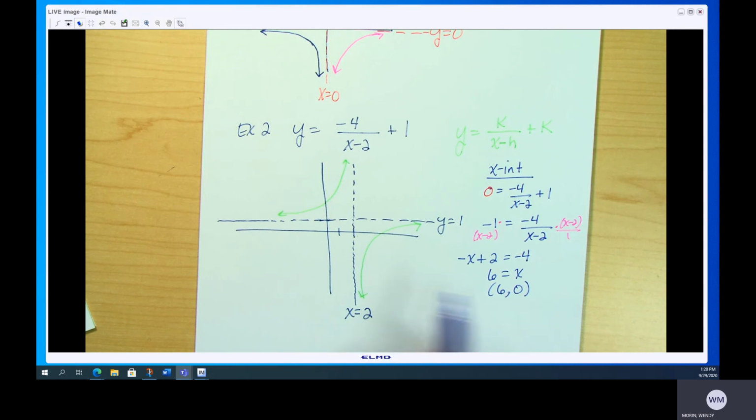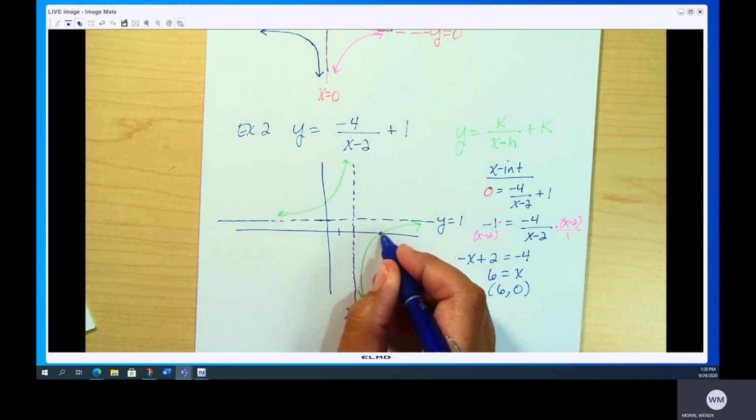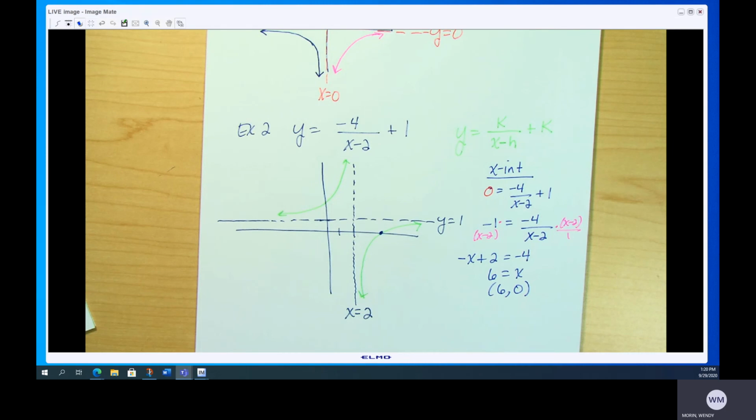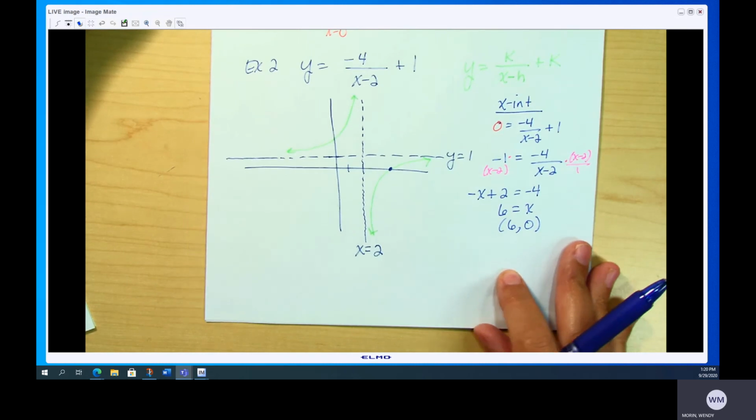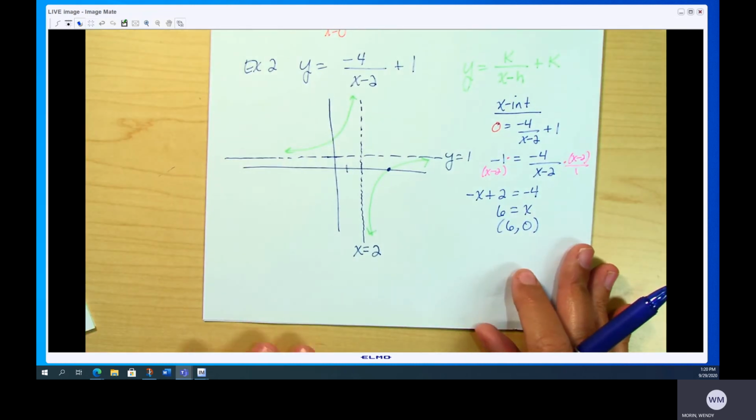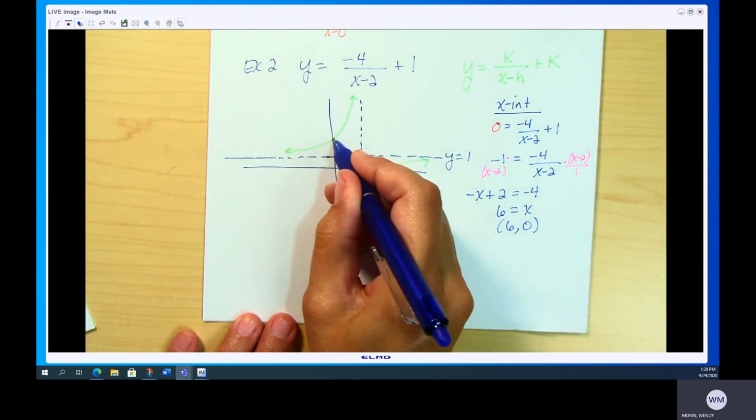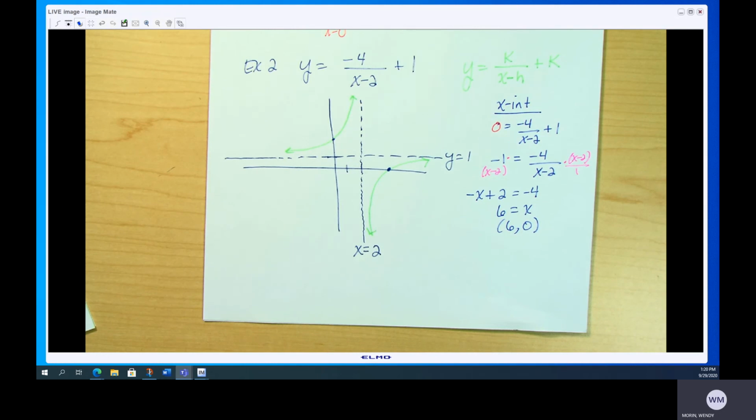Okay, so let's look at that. Over here, (6, 0). We have a sketch, close enough, right? (6, 0). Okay, let's take a look at the y-intercept. Let's see if we can figure out what that is.